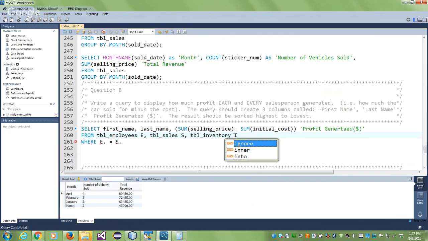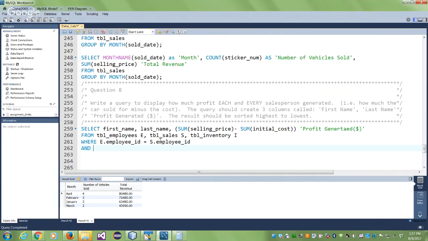Okay, so we need 2 joining conditions, right? If you have 3 tables, you need 2 joining conditions. So the employee ID should be the same. That's one joining condition. And the second joining condition is who's linked with whom? Sticker number there and sticker number here. I dot sticker number is equal to S dot sticker number. It's always a good idea to look at the ERD first. Yeah, that's coming from there, definitely. Okay, that's my joining conditions. So 3 tables, 2 joining conditions. If you're joining 3 tables, there are 2 joining conditions.